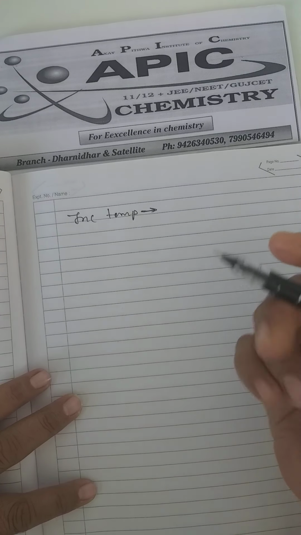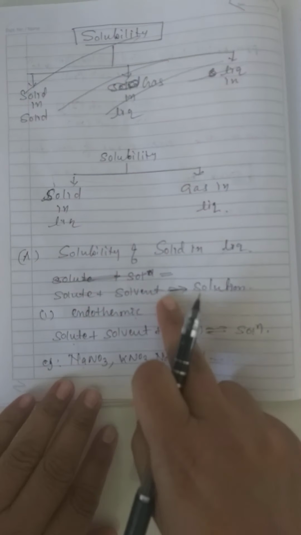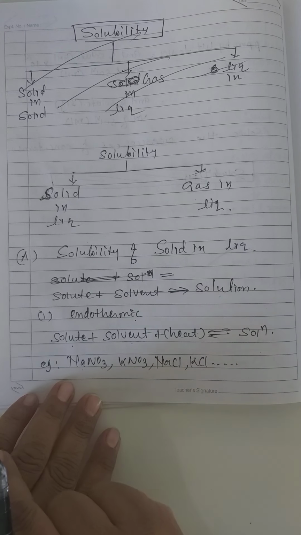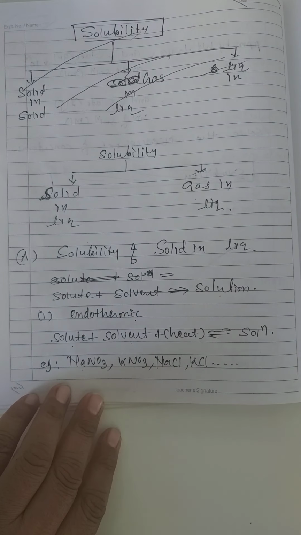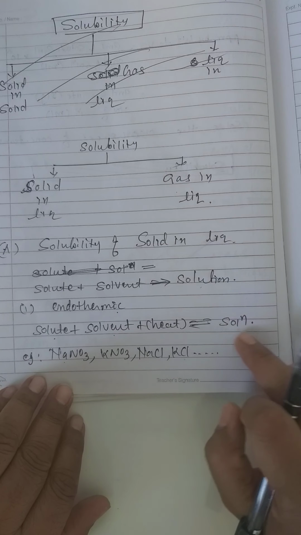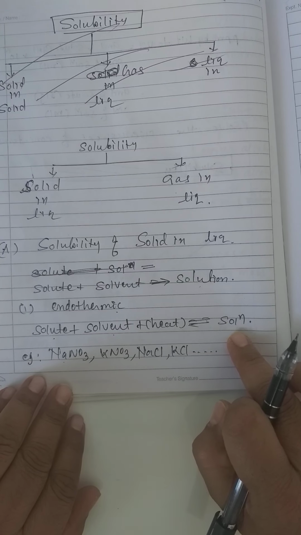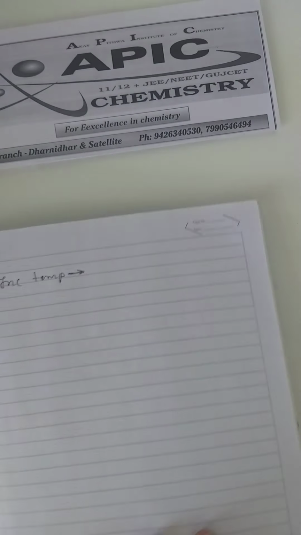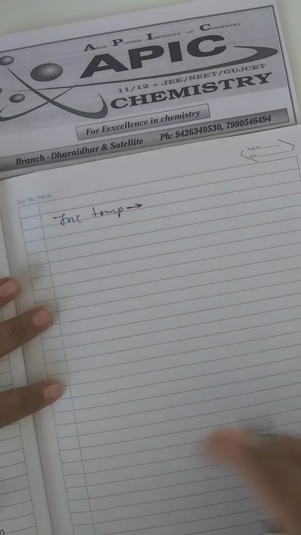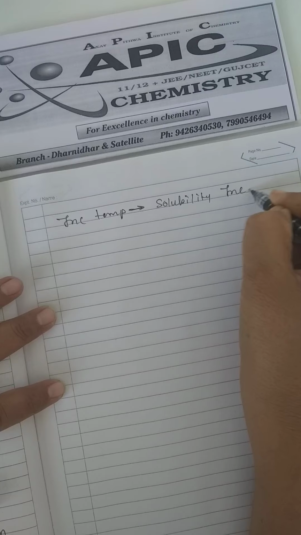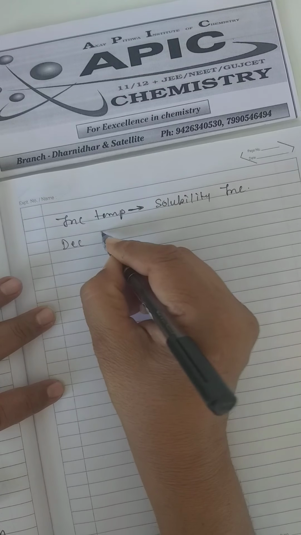Now if we increase the temperature, according to Le Chatelier principle, the reaction will try to decrease it, so the reaction will go in the forward direction, and when it goes in the forward direction it will make a solution. That means solubility increases. So let's write down here: solubility increases.